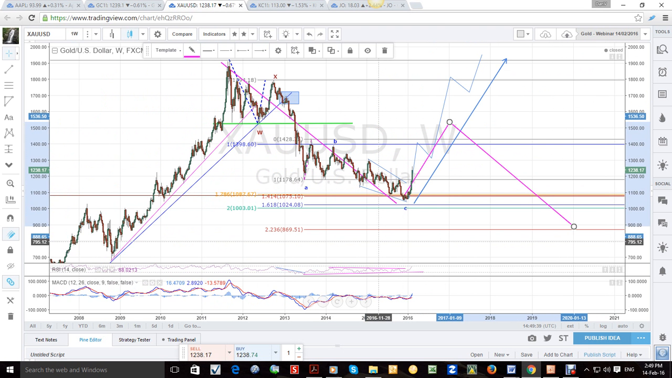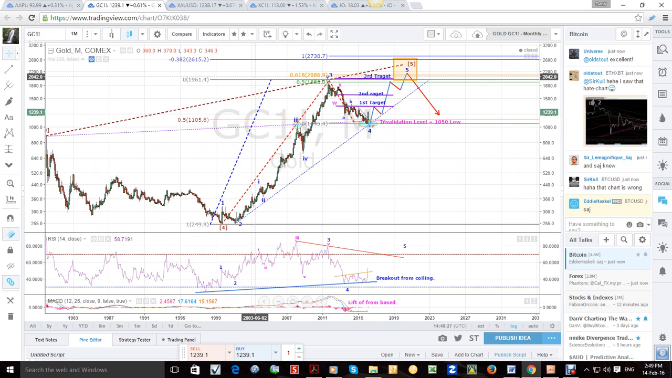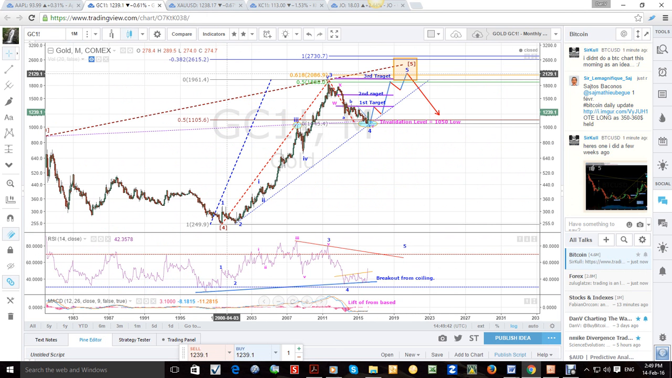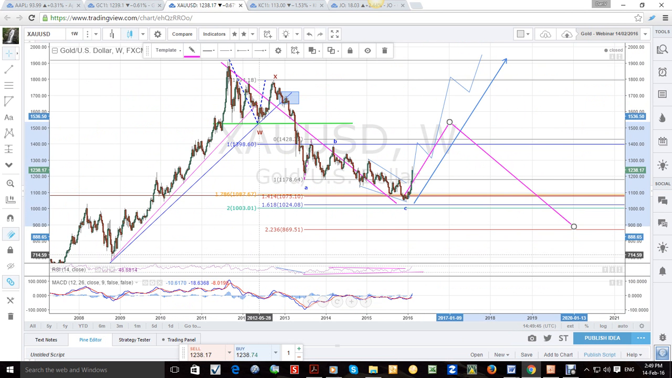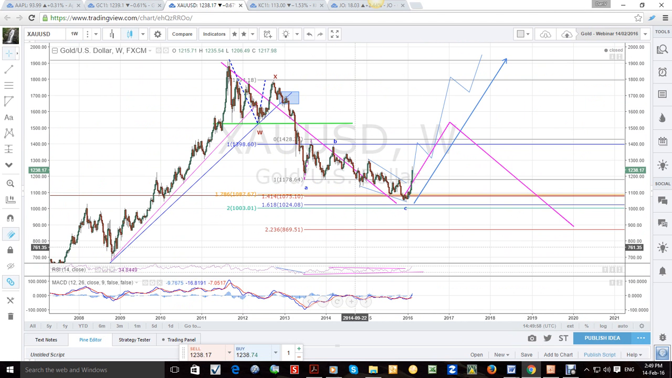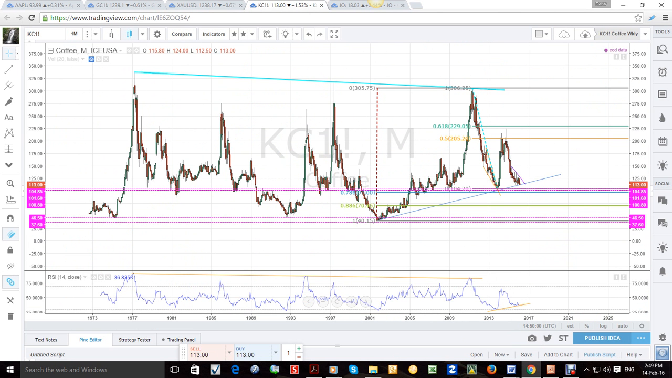But I'm not expecting that, for the reason I just explained, based on my wave count, and also based on my view of the dollar, because one of the reasons why gold has suffered is because the dollar has been very strong. So anyway, I think this is enough to illustrate how the technical analysis works. I'll give you a quick couple of other examples.